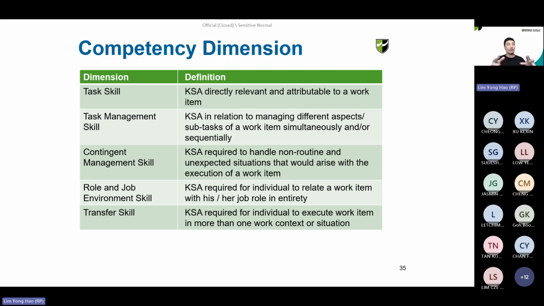So it's a bit like management, time management, right? Arranging certain information in certain ways so that you can do the work or the task properly. So these are higher level skills that look at how you manage the task. The contingent management skills look at how people deal with non-routine work. This is something that managers usually require to be able to handle some of these exceptions.